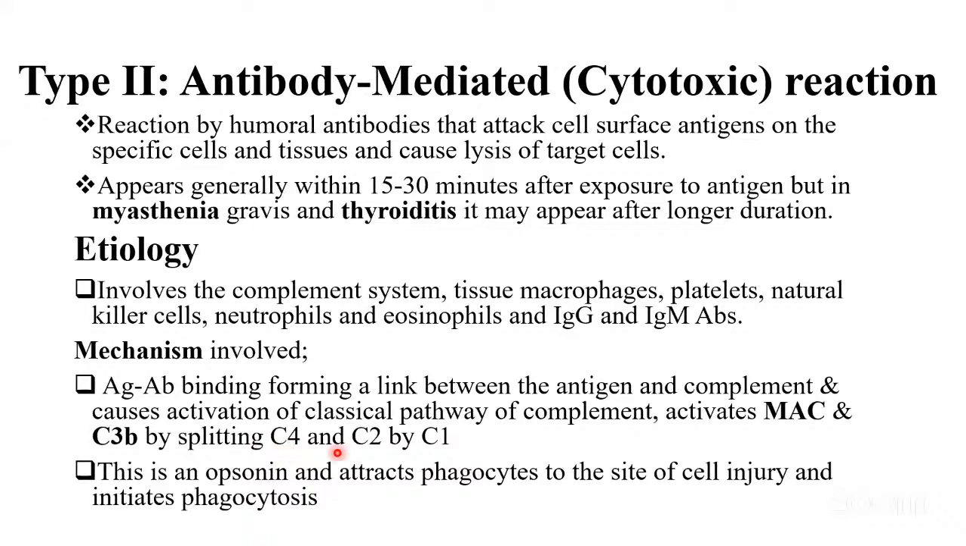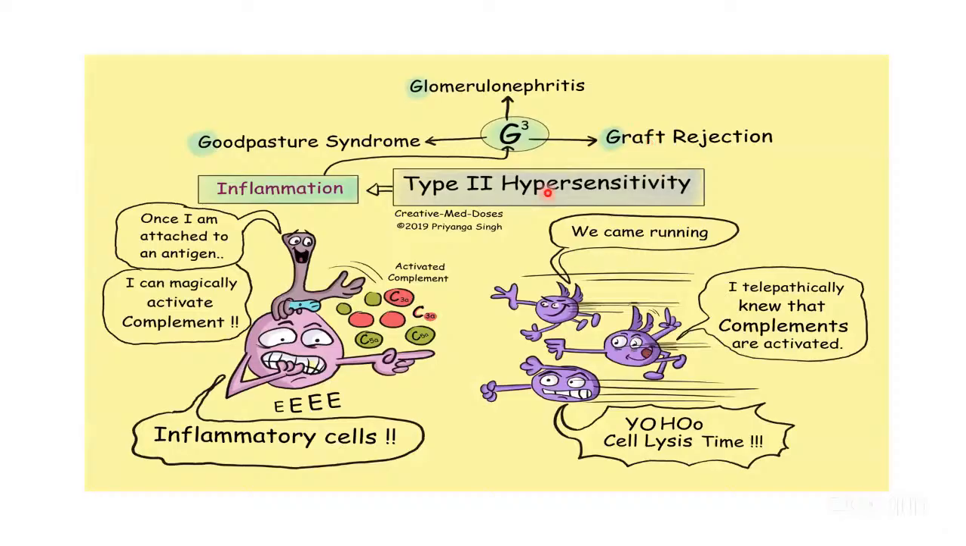That's the function of splitting 5a and 5b, which work differently: 5b in the membrane attack complex and 5a in chemotaxis and those chemical-related immune reactions. So this is an opsonin and attracts phagocytes to the site of cell injury and initiates phagocytosis. So this antigen-antibody binding is what causes all this particular reaction, and this is the way it happens.